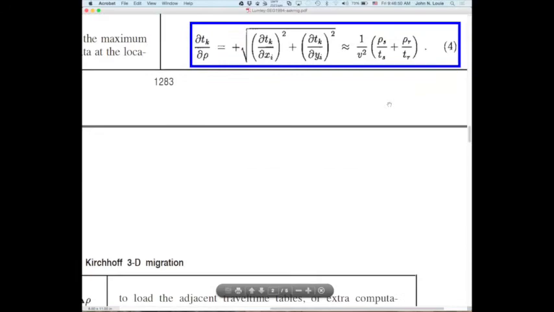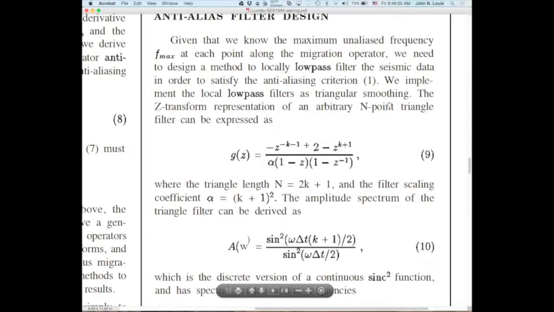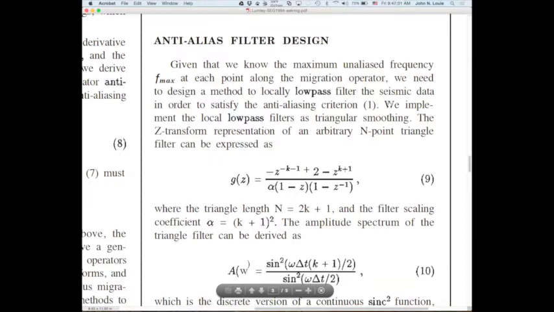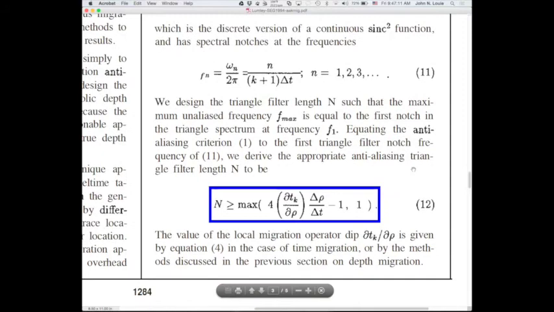Let's look at this next section here on the anti-aliased filter design. Now, Lumley proposes a very nice triangle filter, and I do something that's simpler, and probably is actually more of a low pass filter even. Instead of using triangles, I use boxcars.